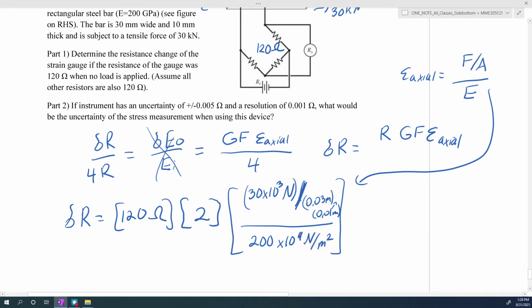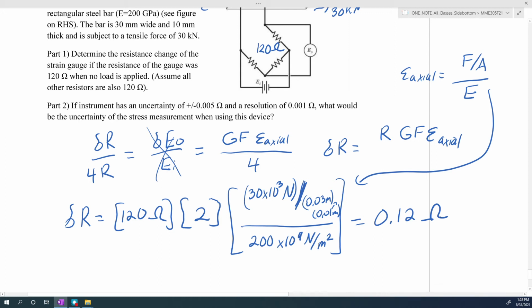Basically all the newtons and meters squared terms cancel each other out, and if we multiply all this through, we get a grand total of 0.12 ohms as the total change. So very little change in our resistance.